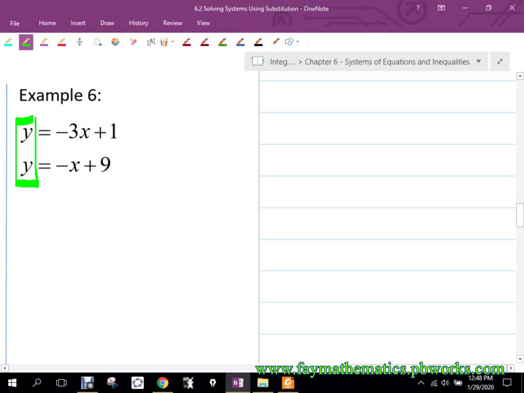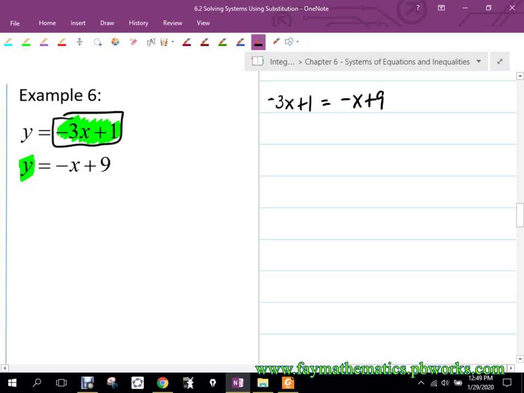Okay. So the hope is that when they're both solved for y, all you have to do is take that amount, because it's saying y is that amount, and come down to this equation where you see y, and replace it with negative 3x plus 1. So when we do that, I get negative 3x plus 1 equals negative x plus 9. I come down here where I see y, interchange those, replace them. That's the substitution. Does that make sense?